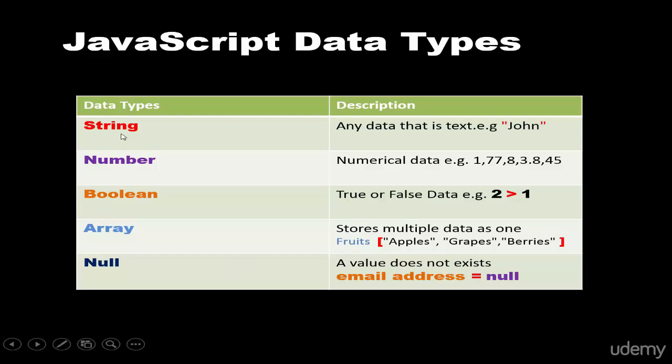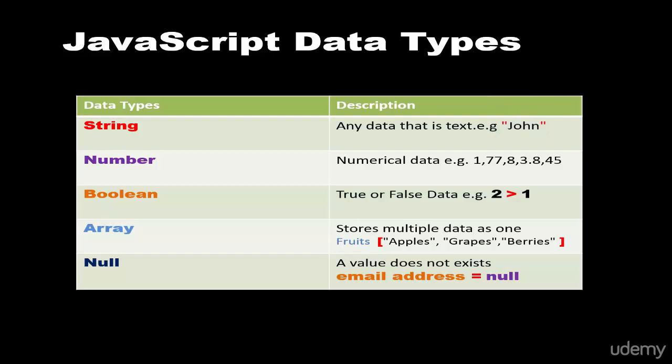The first one is a string. A string refers to any data that is regarded as text. So a collection of text is known as a string. And in JavaScript and in some programming languages, you have to enclose your strings or text in quotes, as I've done here with John. So anything that is a text that you use in JavaScript, you must enclose that with quotes.